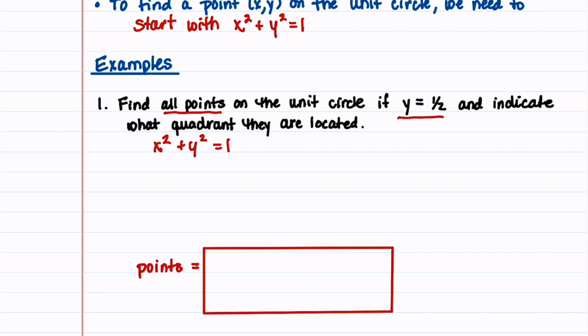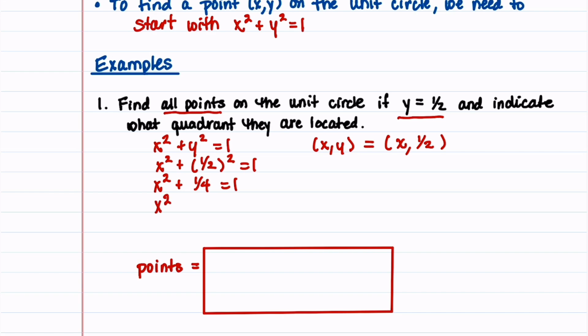That's our starting point. The point that we're trying to find is going to be (x, y), which is equal to (x, 1/2). So the y we've already been told is 1/2. What we're going to do is take this equation and solve for x to find the x value. So we're going to plug in y is equal to 1/2, and that becomes 1/2 squared, and x squared plus 1/4 is equal to 1. So x squared is equal to 3/4, subtracting 1/4 from both sides of the equation.